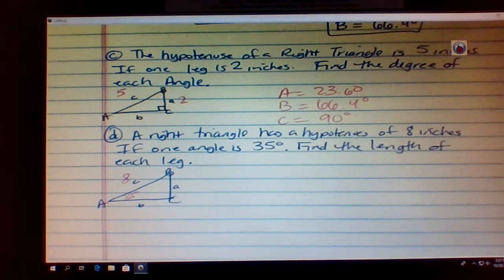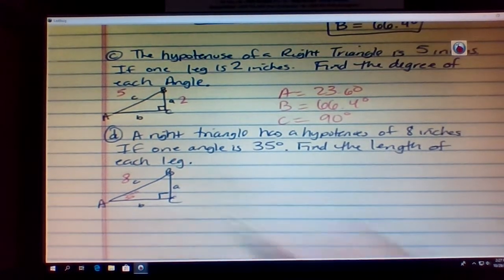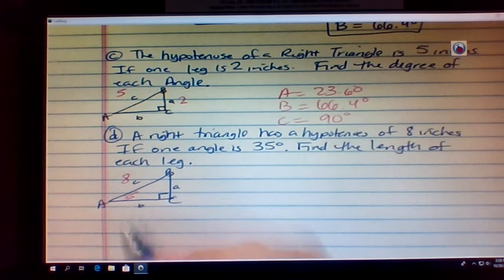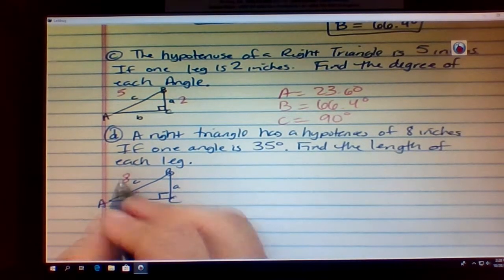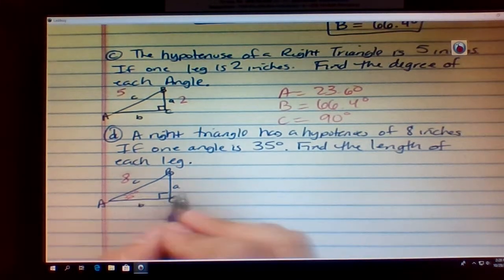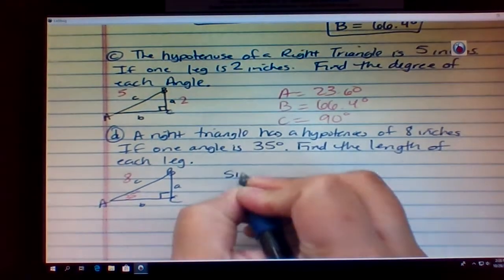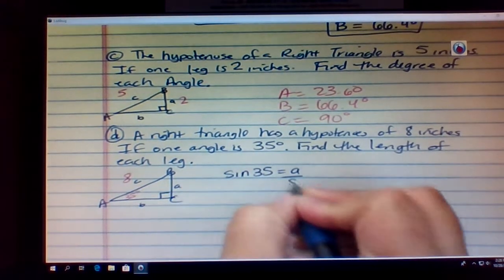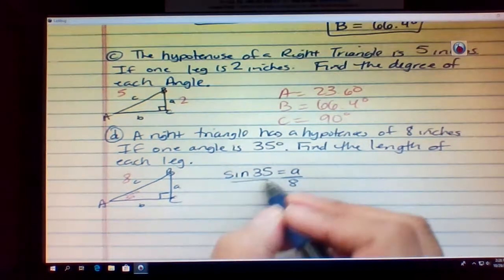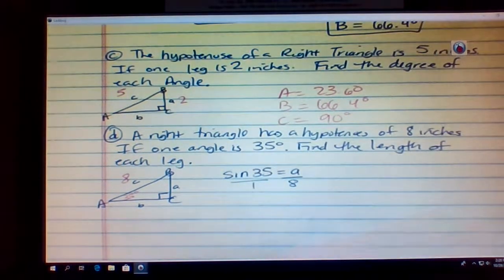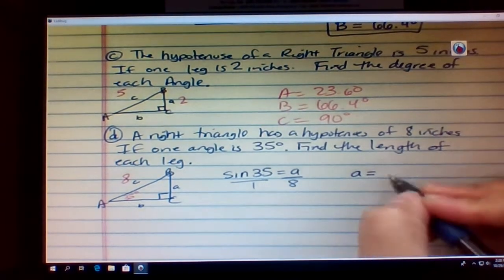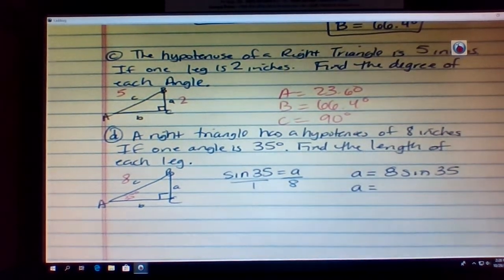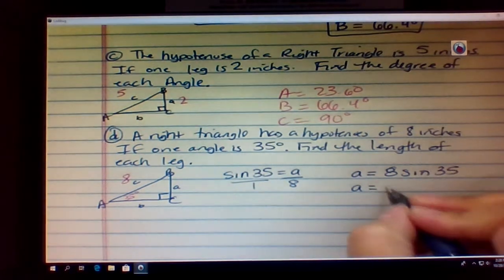What would you use? You can use the A angle and the hypotenuse. If I use A and the hypotenuse, which one would I use, sine or cosine? Sine. Sine of 35 equals opposite, which is A, over hypotenuse, which is 8. Put this over 1, you cross multiply, and it gets easy because it's just A equals 8 sine of 35. I don't have to divide by anything. What is A? 4.59.